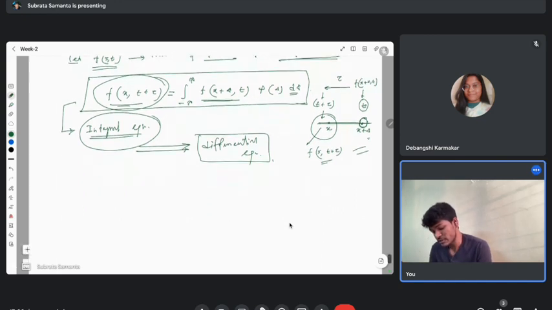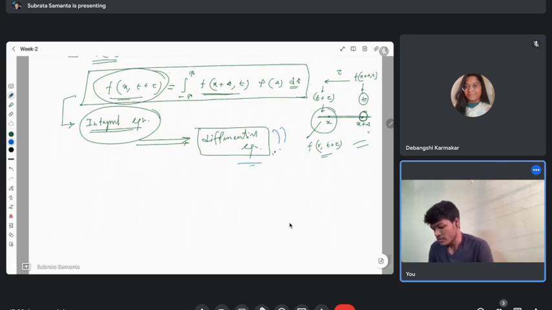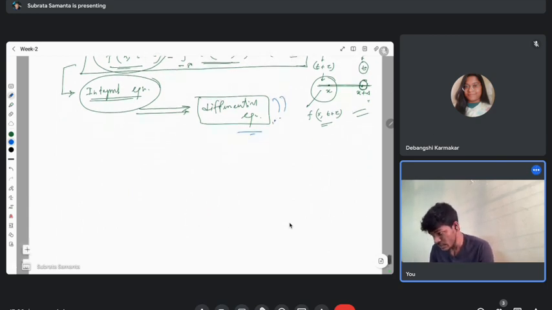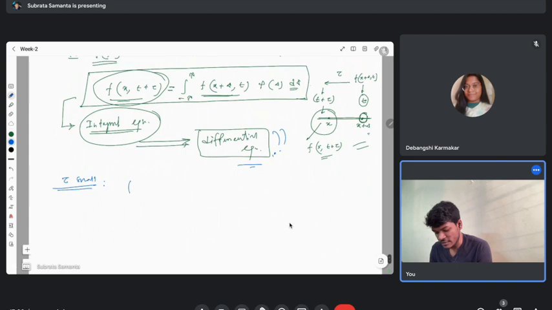So we convert this. What is the corresponding differential equation? Then we consider, let's say, tau is small. It's not too small, but moderately small. Then we expand this f of x, t plus tau, in a Taylor series.